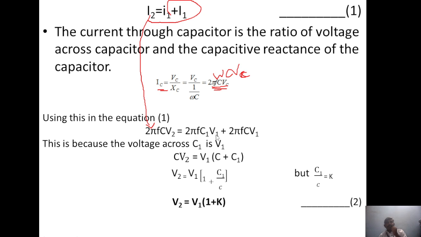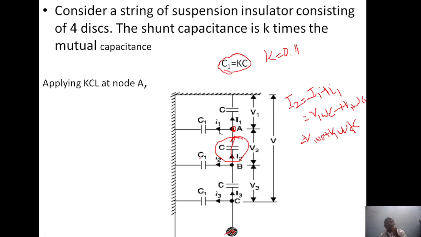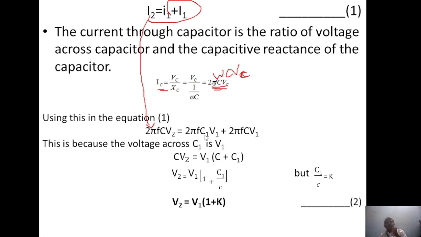So 2 pi f C1 into V1. Small I1 is the current in the capacitance in the shunt branch. So it is C1: 2 pi f C1 into V1 plus 2 pi f C into V1. All the time 2 pi f is constant, so you cancel it. So you get C into V2 equal to V1 into C plus C1. So V2 equal to V1 into 1 plus C1 by C.